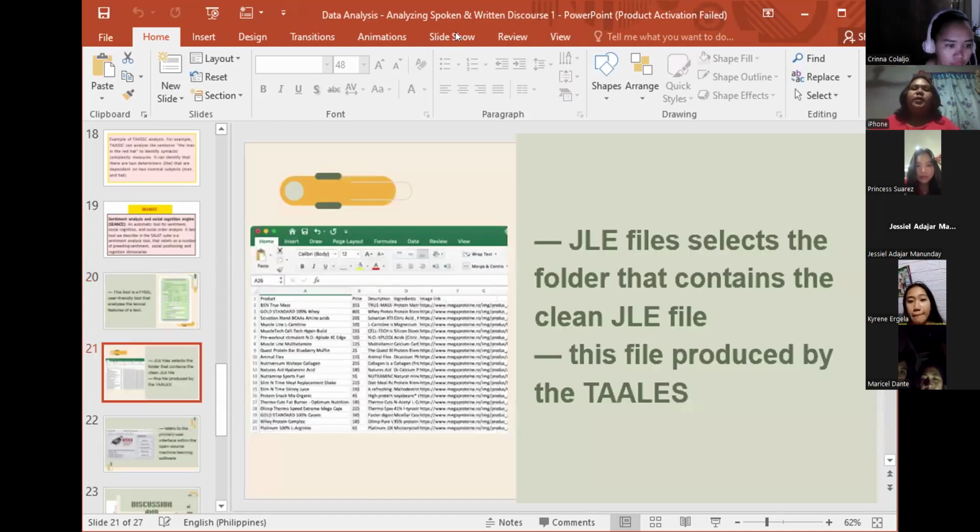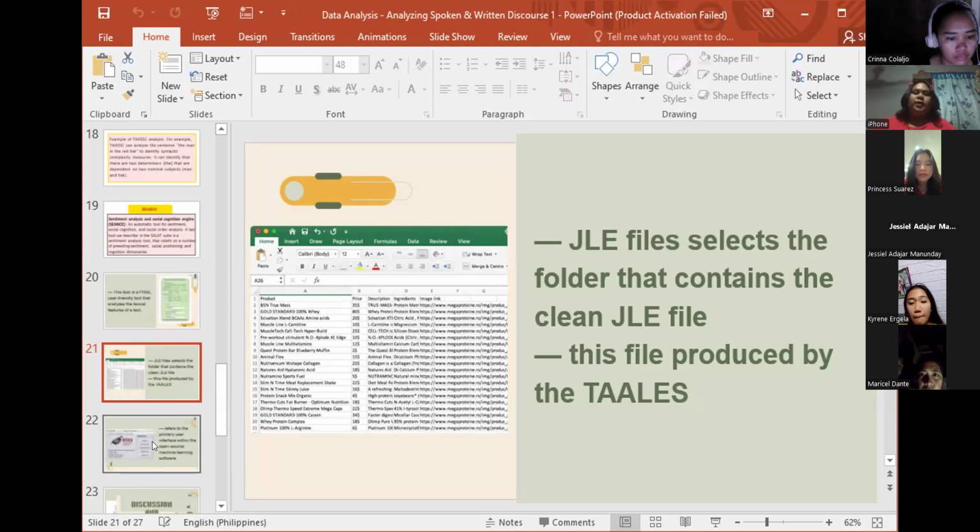The first one is the TAALES tool. This tool is a free, user-friendly tool that analyzes the lexical features of text, calculating various indices related to word frequency, range, and other factors to assess the overall complexity of the language used. It is used in research fields like education.